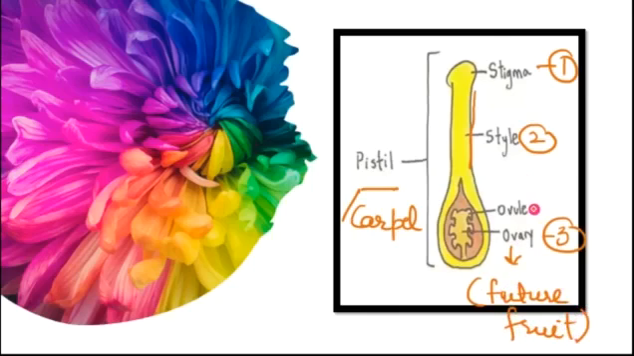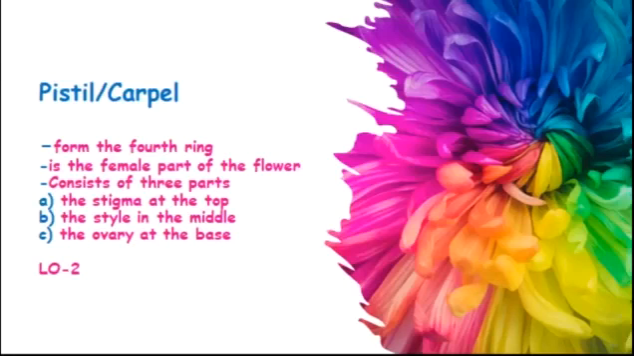Clear? And inside the ovary, some bead-like structures are there. These bead-like structures are called ovules, which are our future seeds. It means after fertilization, these ovules get converted into the seed. Let's study the next slide.